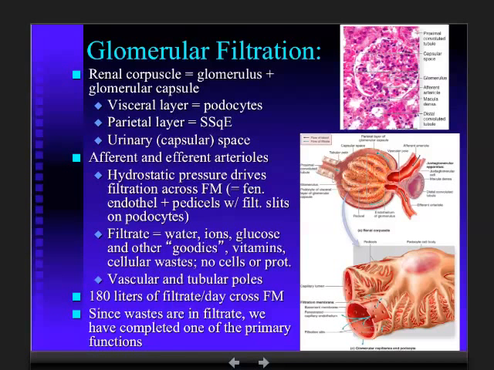The loop of Henle. Sometimes people say the loop of Henle concentrates the urine. They'd be wrong. All right? The loop of Henle does this. Listen.